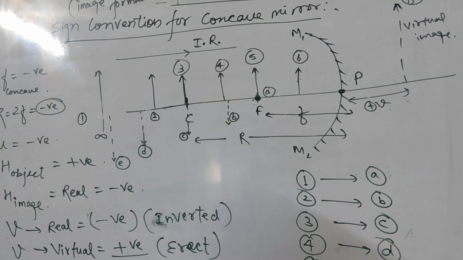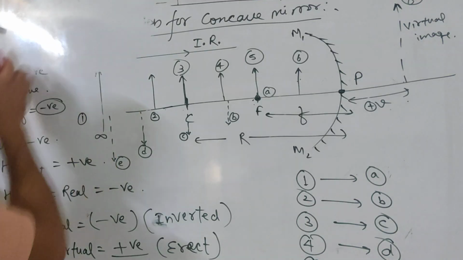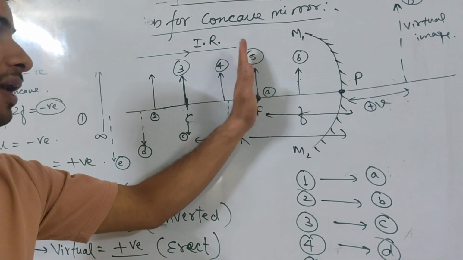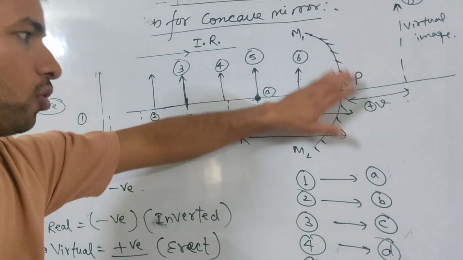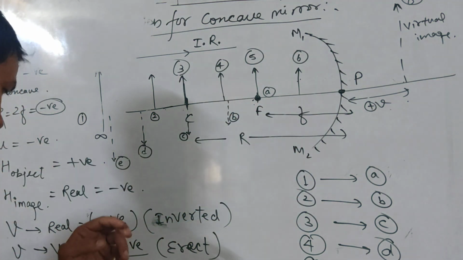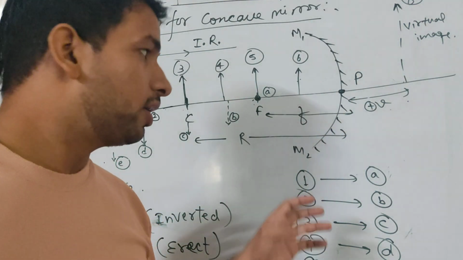So kindly make proper notes. If you make proper notes, then it will help you while solving numericals. Clear? Same for the convex. Convex has only two situations, not this many. In the concave there are 6 situations, 1, 2, 3, 4, 5. In these 5 situations of the object shown on this board, the concave mirror is making a real and inverted image, and in the 6th situation it is making a virtual image.